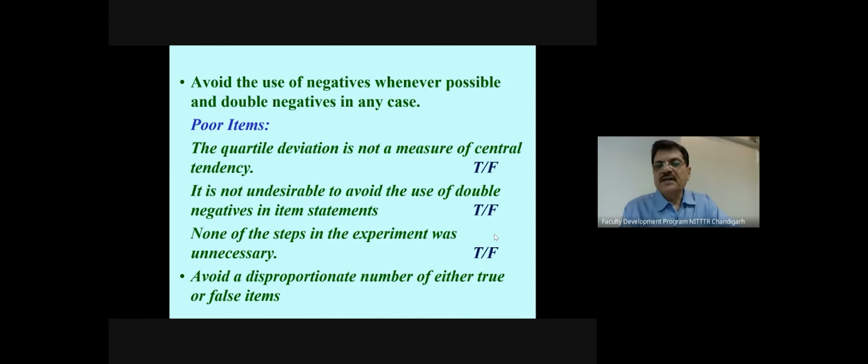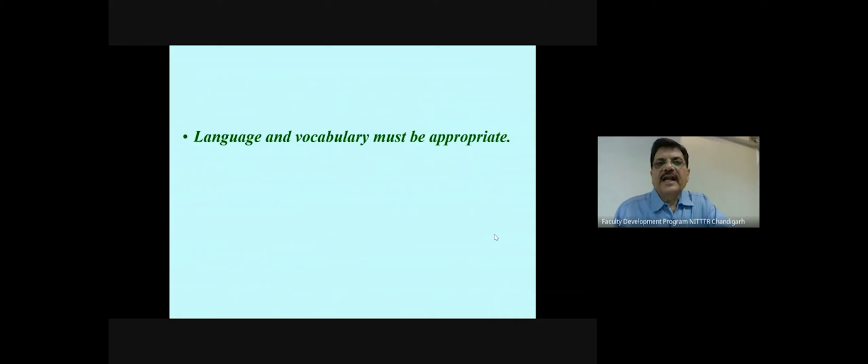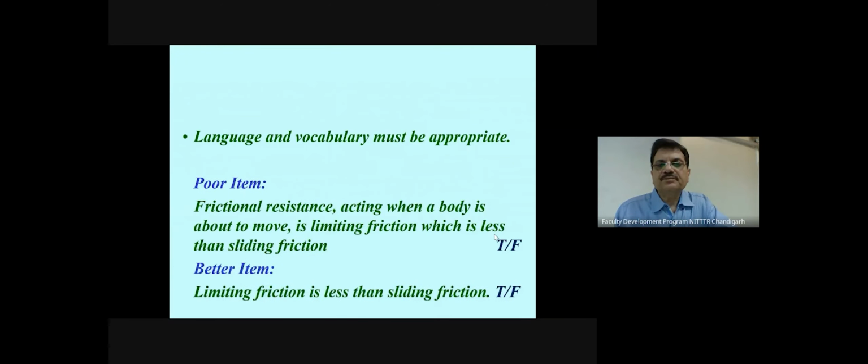Avoid a disproportionate number of either true or false item. Otherwise, student would try to adopt a definite response pattern. And arrange them in such a way that they do not follow a definite response pattern. Like if you make one true, then false, true, false, they will start adopting a definite response pattern. So arrangement should be different. Language and vocabulary must be appropriate. Frictional resistance acting when a body is about to move is limiting friction, which is less than sliding friction. Quite confusing. This was simplified: limiting friction is less than sliding friction.